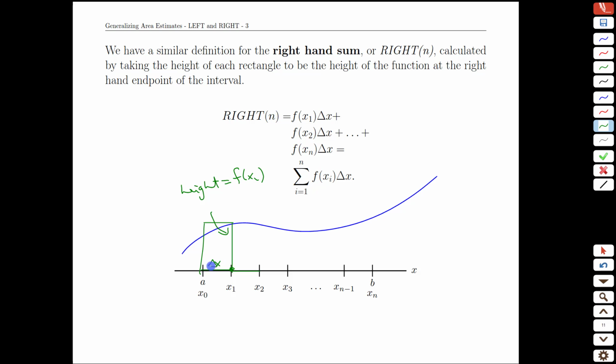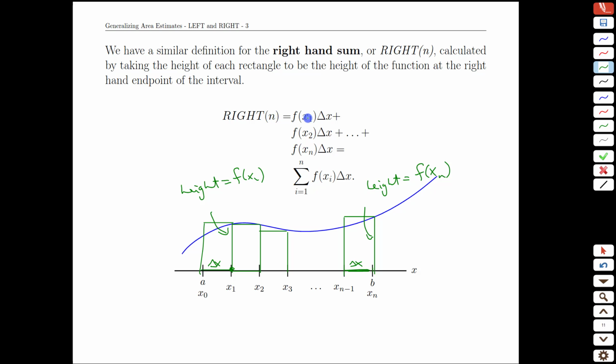On the next rectangle, it's the same thing. Width is delta x, height would be based on x2, and then x3, and so on, until we get to the last interval. And on the last interval, we have delta x again. We build the height from the right-hand endpoint. Draw that a little more clearly, a little more straight. There we go. And that last height will be f at the x value at the end, which is f of xn. And so you see the same form, height times width, etc., with the last term being the height at xn times width.